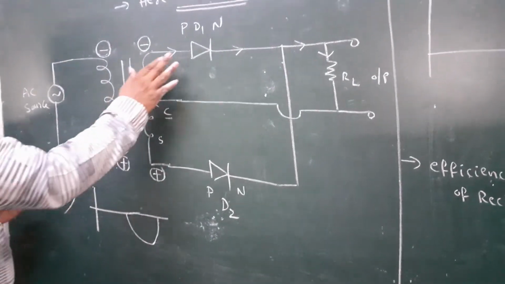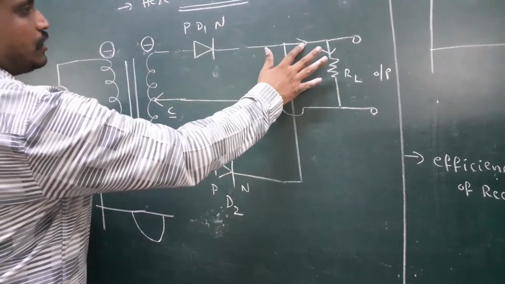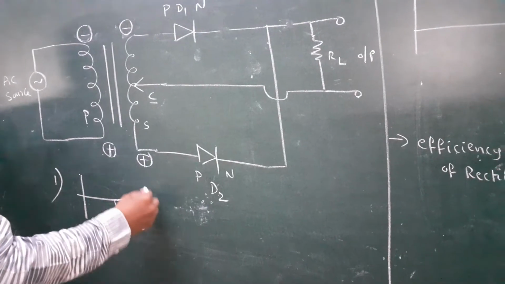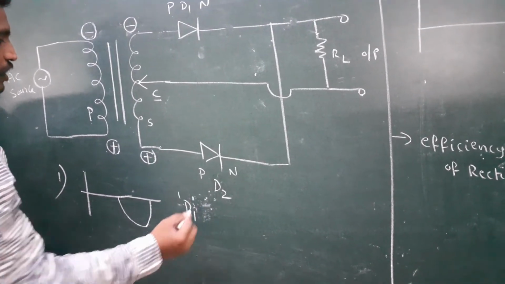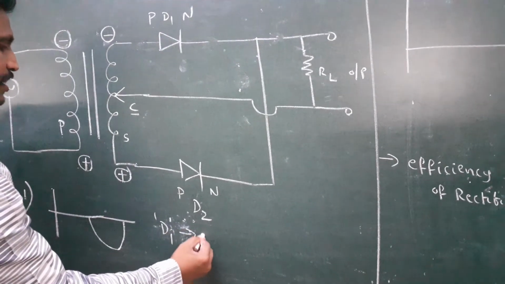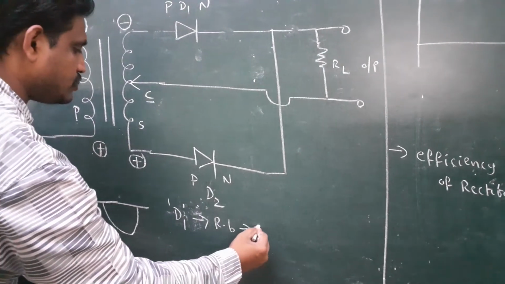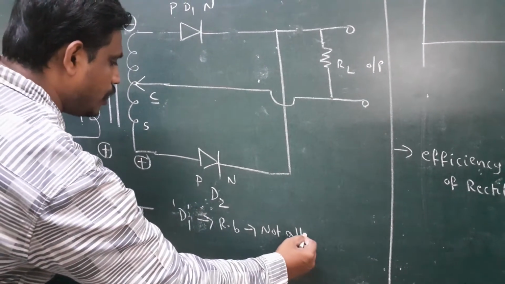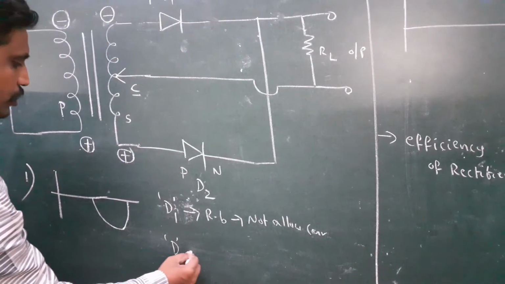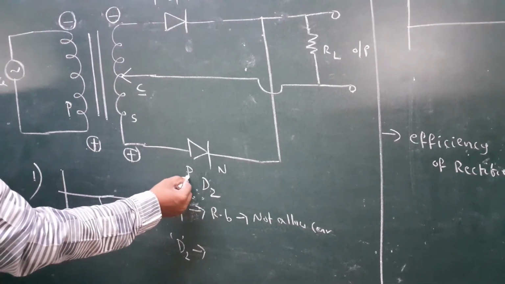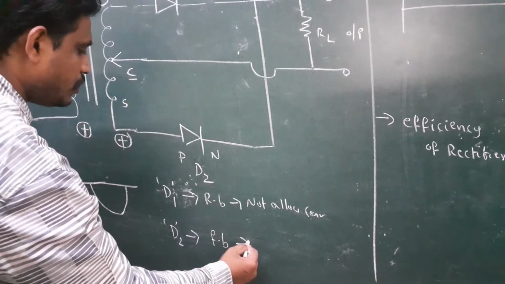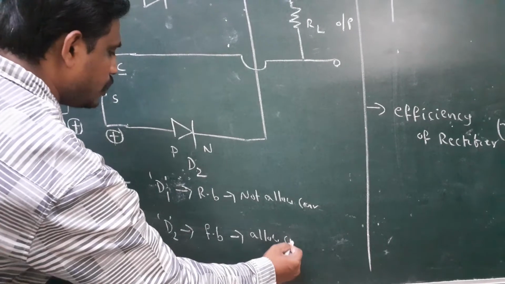Next, during the negative half cycle, for diode D1, P is connected to negative, so it acts as reverse bias. Reverse bias means it does not conduct the current. For the second diode D2, N is connected to positive, which means it acts as forward bias. It allows the current.